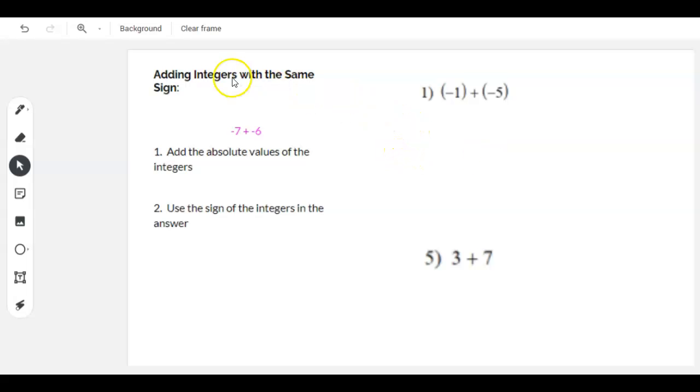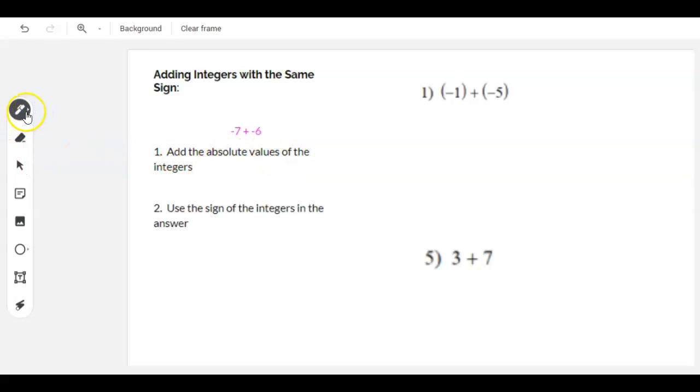So on your paper, you're going to want to add this, adding integers with the same sign. Go ahead and write this problem, -7 plus -6, all right? To solve this, write this down, and please pause the video if I'm going too fast. Step 1, add the absolute values of the integers.